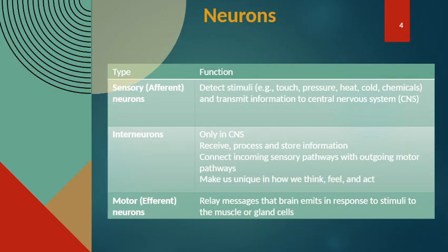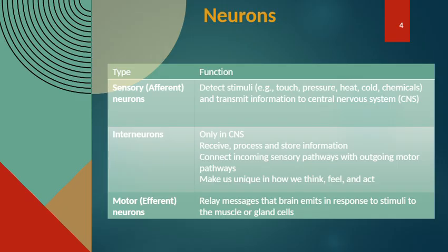There are three main types of neurons found in the human nervous system: sensory neurons, interneurons, and motor neurons. Each type has a specific role in how the body receives information, processes it, and responds to it. Understanding these functions helps explain how sensations become actions and how the brain coordinates movement and thought.